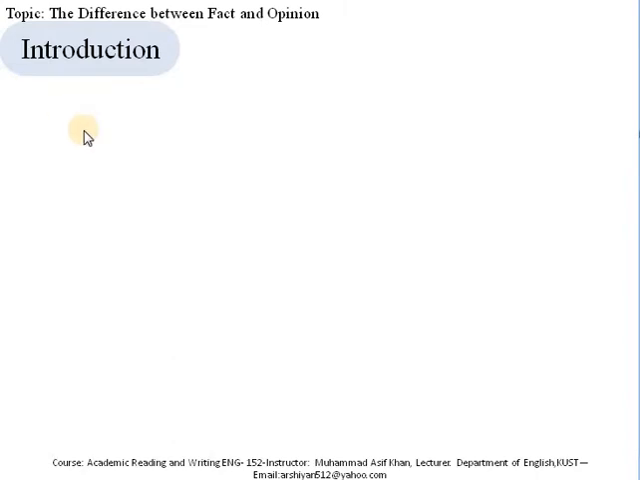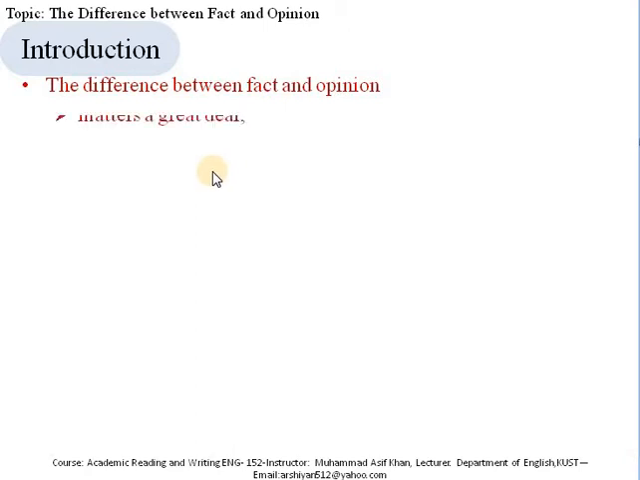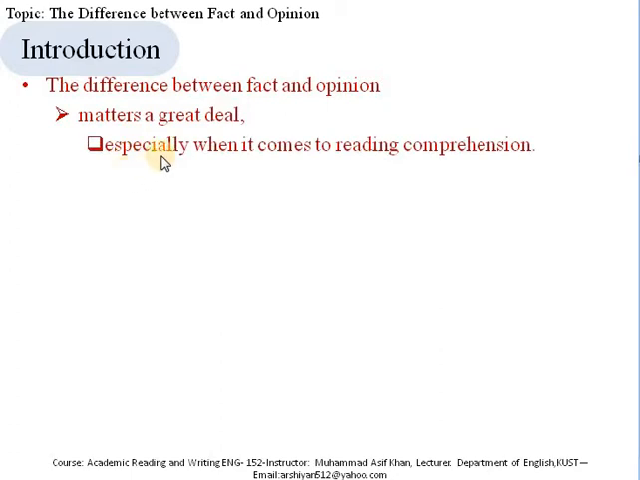To make sense of what you read, you must be able to tell whether you are reading fact or opinion. This lesson tells you how to distinguish what someone knows for certain from what someone believes. So what is the difference between fact and opinion? And how does it matter anyway? It matters a great deal, especially when it comes to reading comprehension. When we are studying anything for reading comprehension, knowing the difference between facts and opinion is very important.